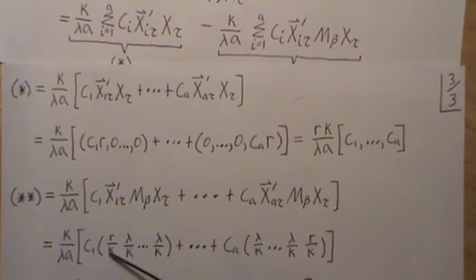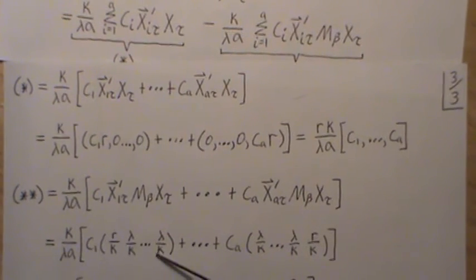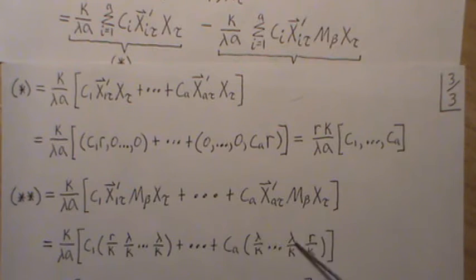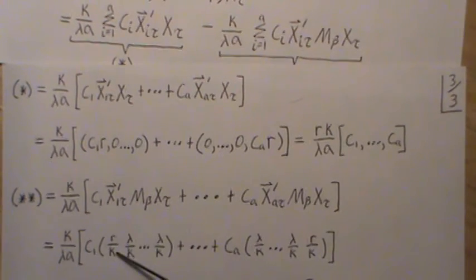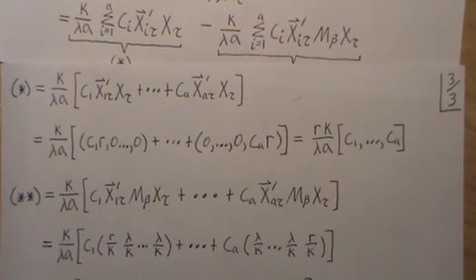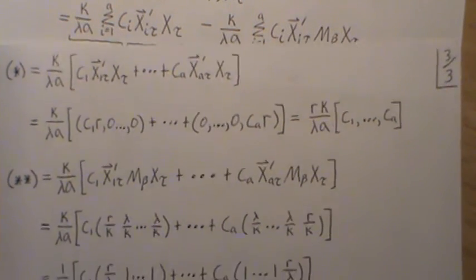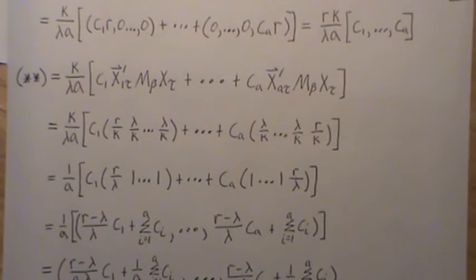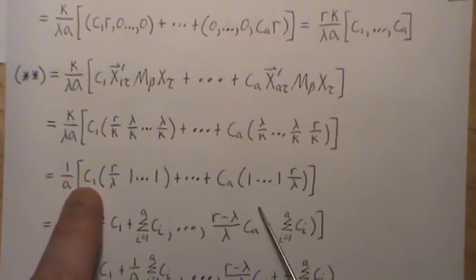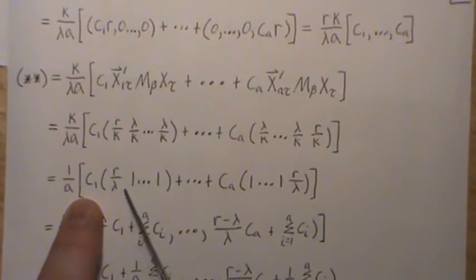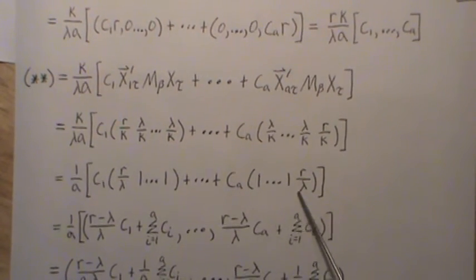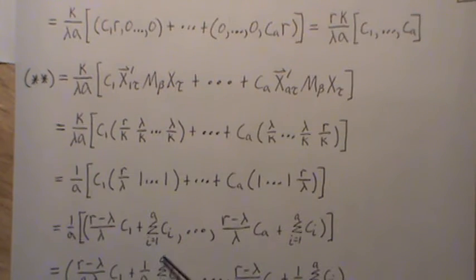Now, the k can be multiplied in, which cancels with all these k's. The lambda can be multiplied in, and it cancels with all the lambdas, but this one leaves r divided by lambda. So we get 1s in all the other components. We get a lambda. Now let's add them, right? So the C1 goes into each component. The CA goes into each component. The C2 goes into each component.